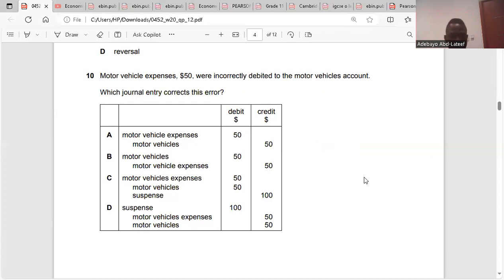So question 10. Motor vehicle expenses of $50 were incorrectly debited to the motor vehicle account. Which journal entry corrects this error? First, you have to debit motor expenses account and you credit motor vehicle account. That finishes it. It was incorrectly debited to the motor vehicle account, so you have to credit the motor vehicle account and now debit the motor expenses account. Is it clear? So debit motor expenses account, credit motor vehicle account. Yes. Question 11.